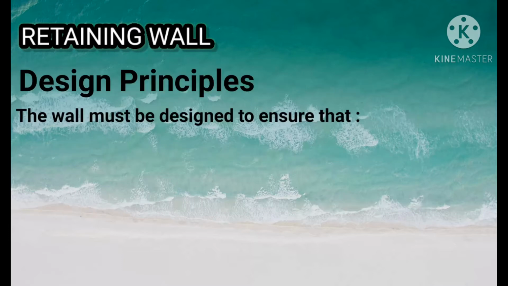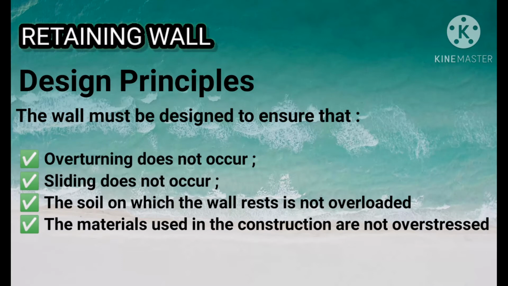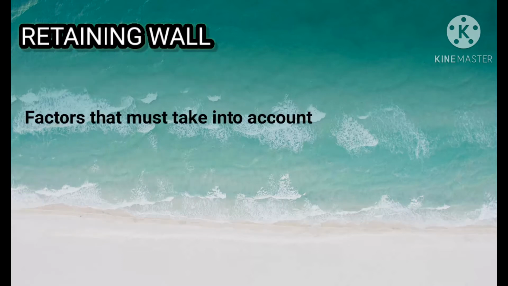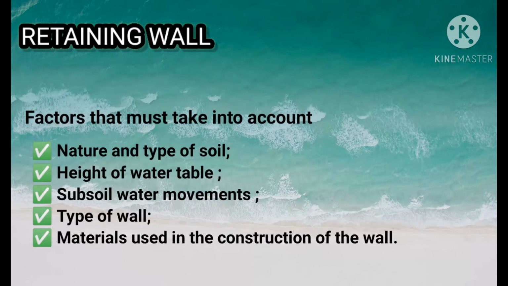Retaining walls have design principles. The wall must be designed to ensure that overturning does not occur, sliding does not occur, the soil on which the wall rests is not overloaded, and the materials used in the construction are not overstressed. Retaining walls have factors that must be taken into account: the nature and type of soil, height of water tables, subsoil water movements, type of wall, and materials used in the construction of the wall.